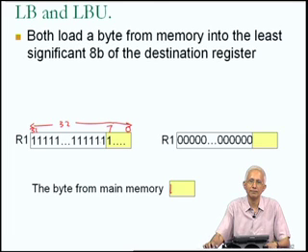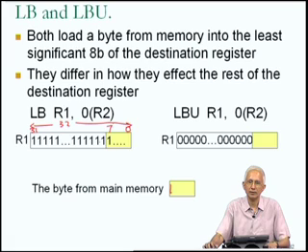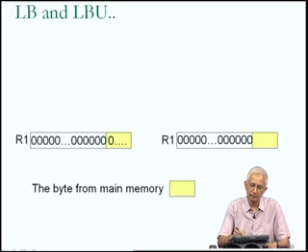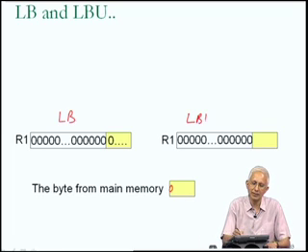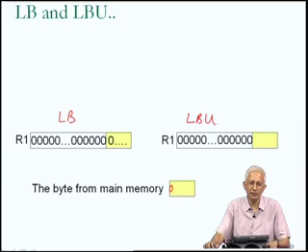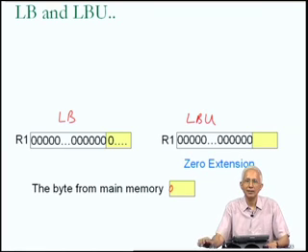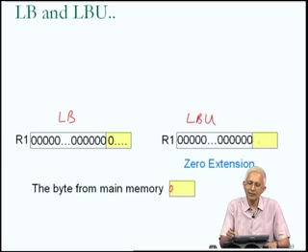Similarly, if the most significant bit of the byte that is loaded from memory is a 0, then the load byte instruction would fill the remaining bits of register R1, the most significant bits, with zeros. This is what load byte does; this is what load byte unsigned does. In the case of load byte unsigned, regardless of what the bits loaded from memory are, the remaining bits are always filled with zeros. And this is what is known as zero extension. The byte that has been loaded from memory is extended into 32 bits using zeros.